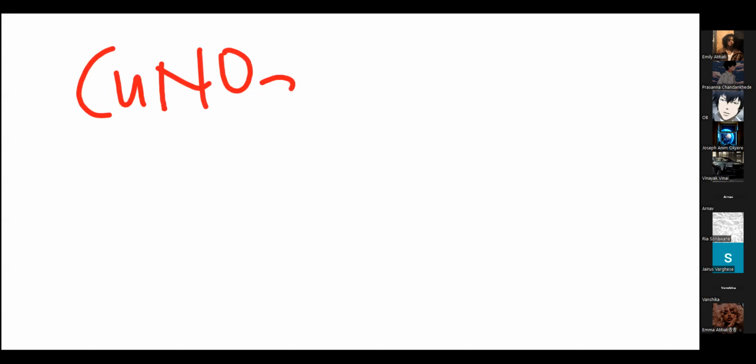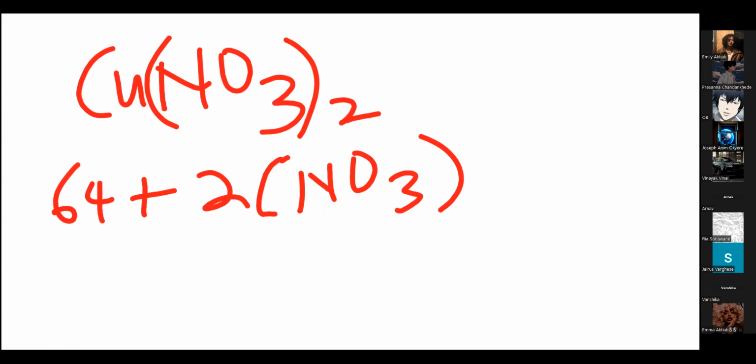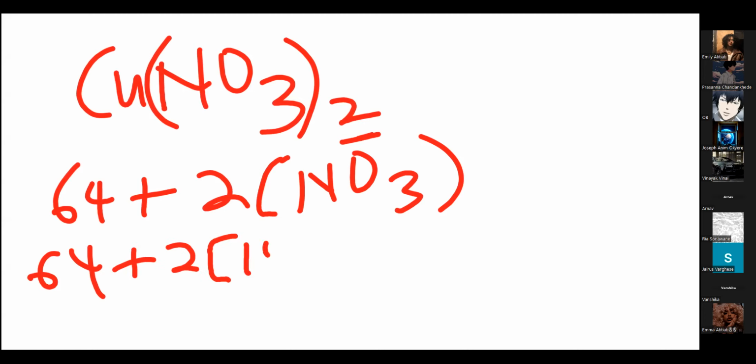We're looking at Cu(NO3)2 here too. Now copper is 64 plus 2 nitrate. This 2 here is opening up the bracket, expanding the bracket, like what you do in math. So 64 plus 2. Now nitrogen is 14 plus oxygen is 16, and we have 3 of oxygen, 16.